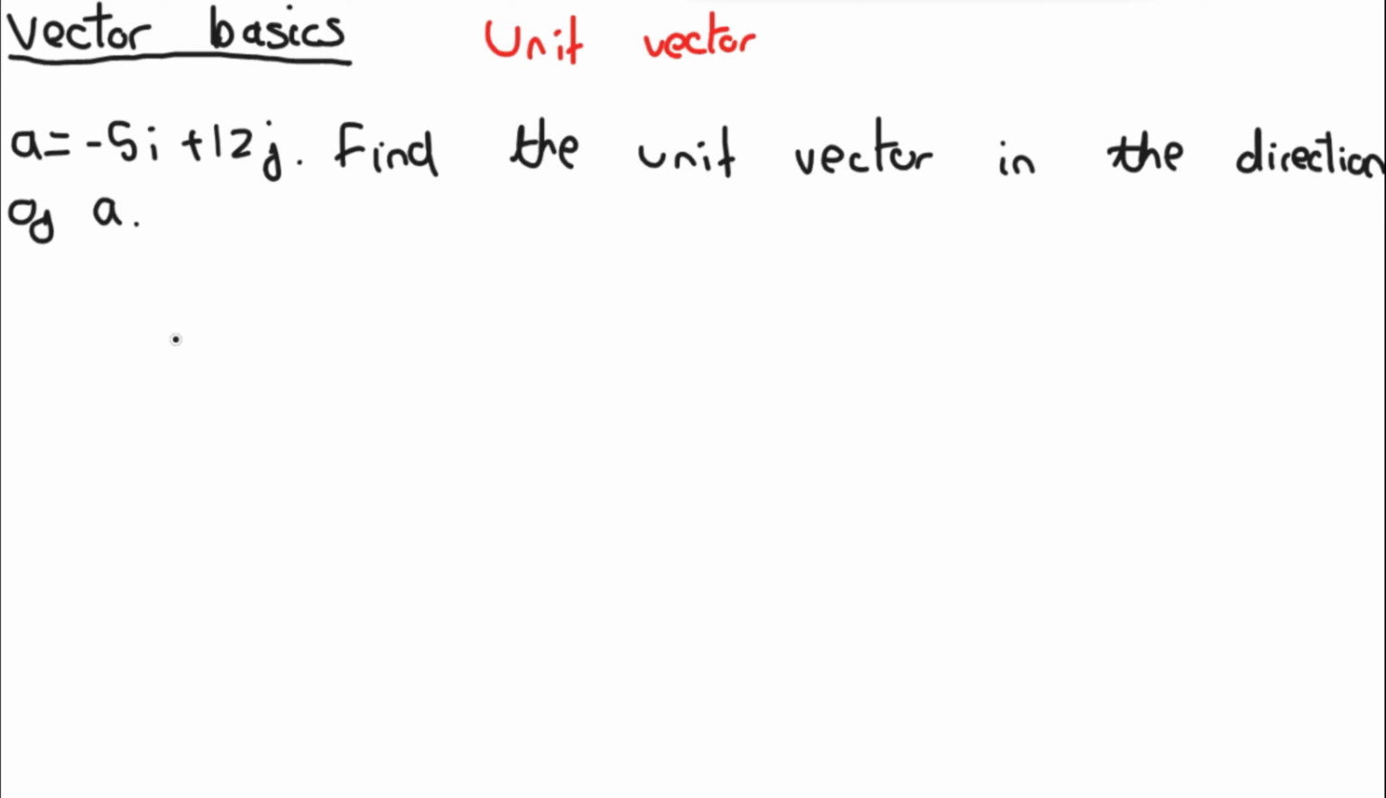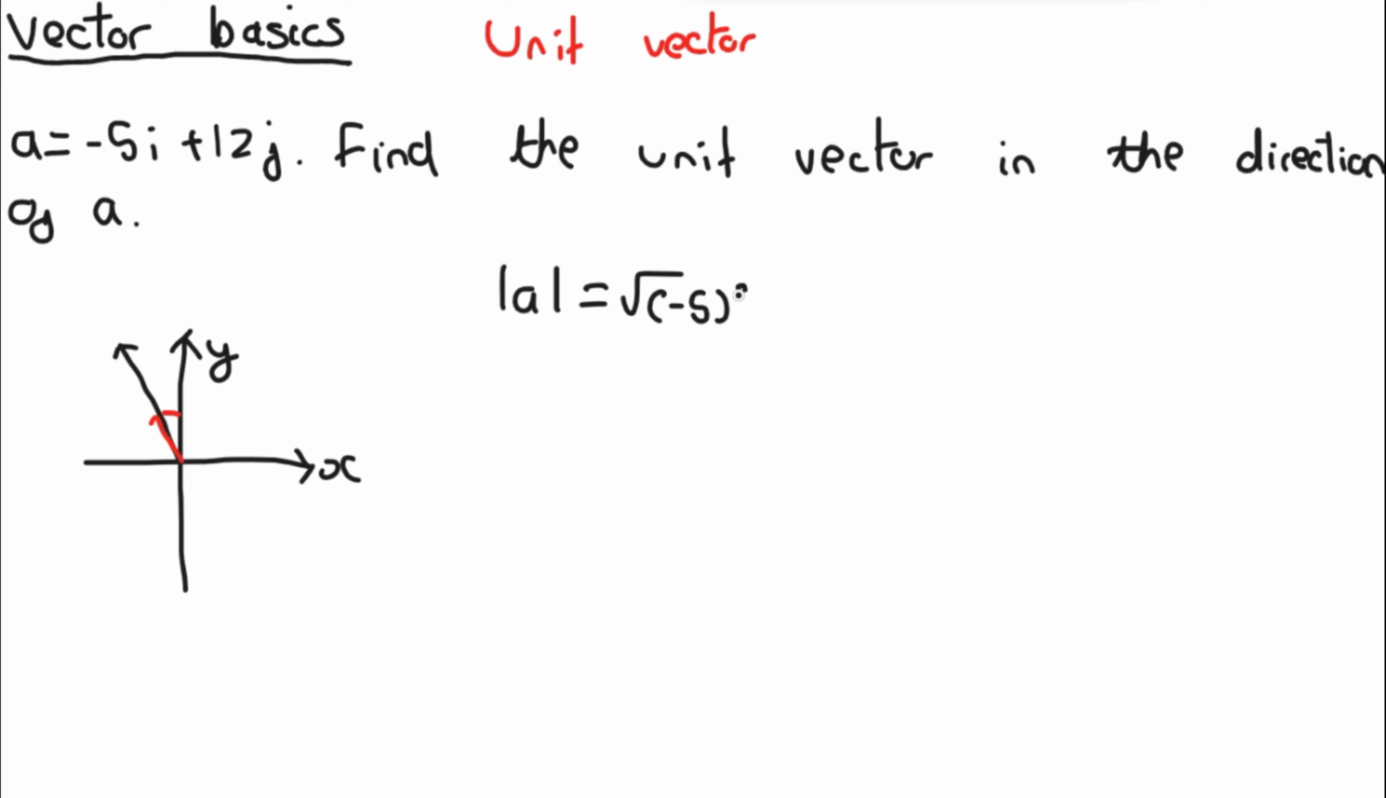To draw a diagram, you don't really need a diagram for this question, but just to show you what's going on, if you draw quick axes, and the vector -5i plus 12j will look something like that. What they basically want you to do is to find this vector here with a magnitude of 1 in the direction of this vector, so it lies on that vector in the way. And the way you just do that is to find the magnitude of A. So the magnitude of A is equal to the square root of -5 squared plus 12 squared, which if you put it into a calculator is actually equal to 13.